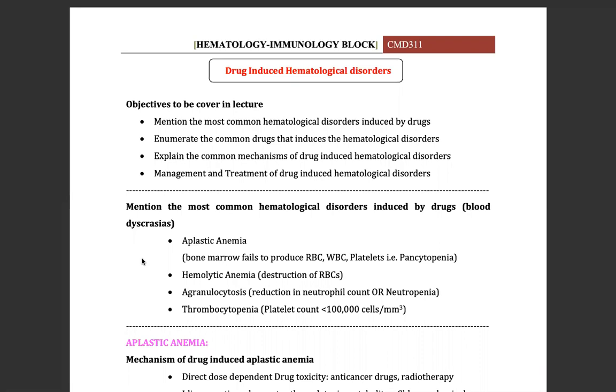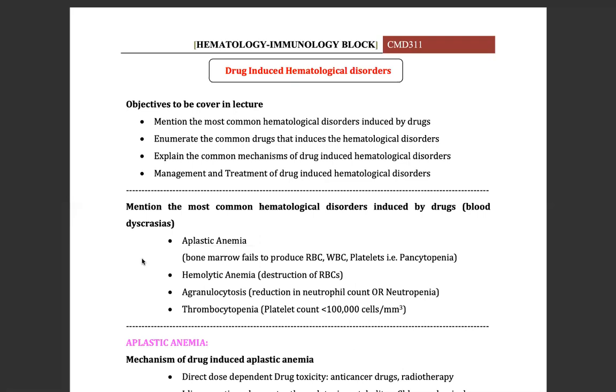Aplastic anemia. Second one is hemolytic anemia, which is specific to the RBCs and leads to the destruction of the RBC. Third one is agranulocytosis. Another medical term for agranulocytosis is neutropenia, or we can say reduction in the neutrophil count. And the fourth one is thrombocytopenia, in which there is a decrease in the platelet count. So these are the four hematological disorders we will discuss today as per the objectives.